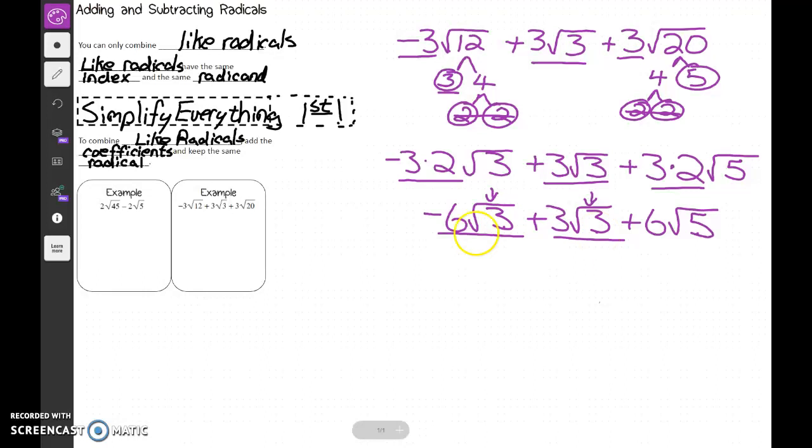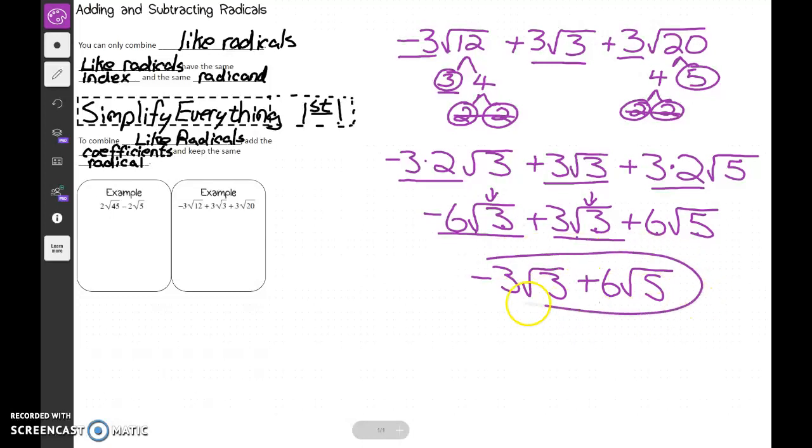So looking at these 2 that we have here, what's negative 6 plus 3? Negative 3, and that's going to be negative 3 on the square root of 3, because when we combine them, the radicals stay the same, right? We do not change those radicals. And then we have 6 on the square root of 5 over here, so since that has nothing to add to it, we just keep it plus 6 on the square root of 5. Now, since those don't combine, we have an expression as our answer, so that entire thing would be what we would call our answer for this problem.